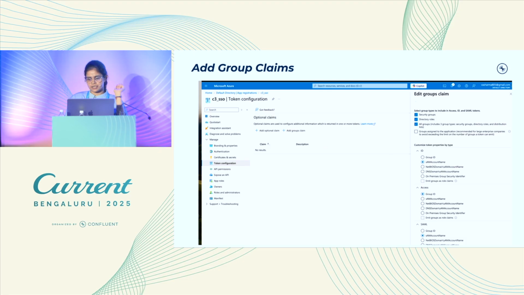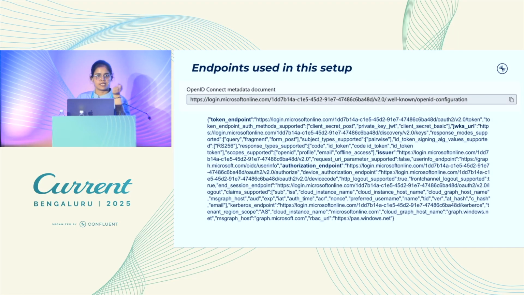So accordingly, you can configure your ID token and access token to have the groups in the format of, let's say, names or IDs, whichever way you want to pass the group information in the token. And the fourth step was to have the endpoint details to establish the communication between your identity provider and service provider. So this is the discovery URL.